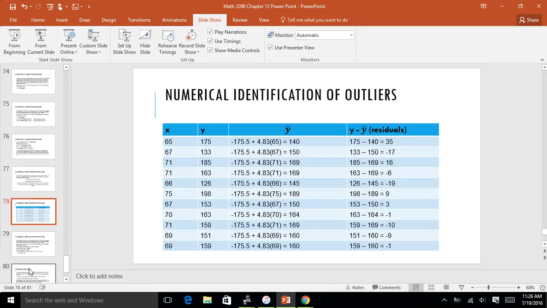And if you see here for that data, I went ahead and worked everything out by hand. So here's my X values, here's my Y, here's how I got Y hat. So here's our line of best fit, and for this one in particular, I put 65, which is my X value, and got 140. So then over here, I did 175 minus 140, which gives me 35. So there are my residuals.